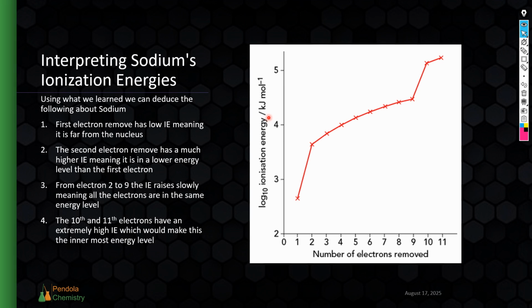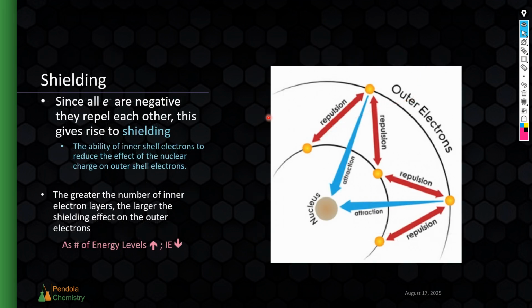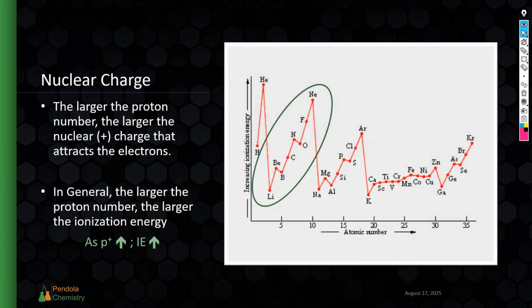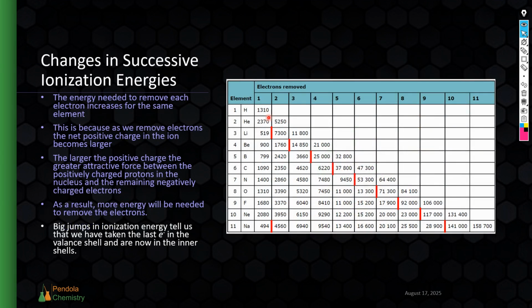So it's the ionization energy. Why is it the log base 10? When we take the log of a number, it makes it a lot easier to work with. Because if we go back and look at the ionization energies of sodium, we have them right here. The very last ionization energy of sodium is 158,700, whereas the first one is 484. That's a difference of over 158,000 kilojoules.